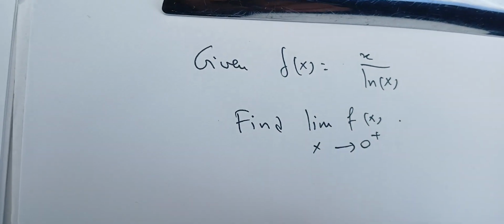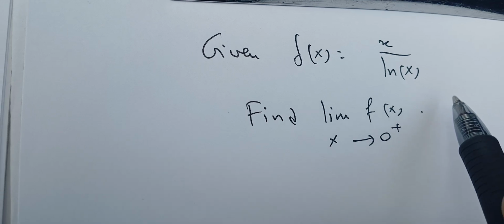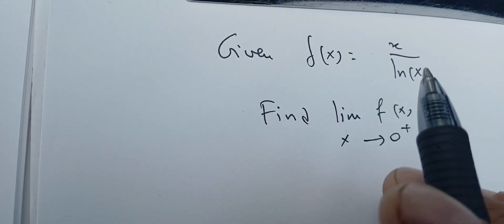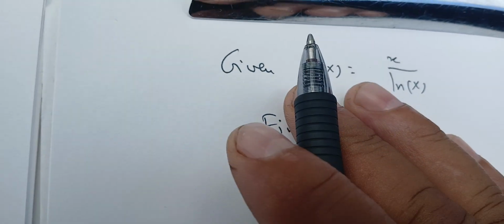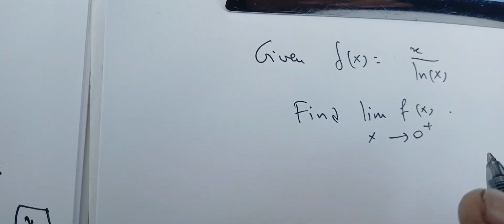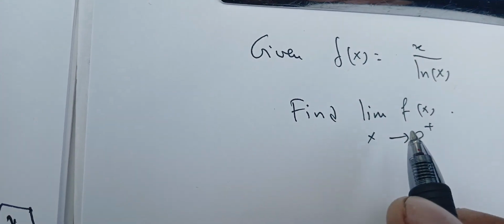Okay, now let's find the following limit of this function, x over ln of x, as x goes to 0 plus. The aim of this video is to learn about L'Hopital's rule, and when we can use it and when we can't. A good idea is to see where this function is defined.